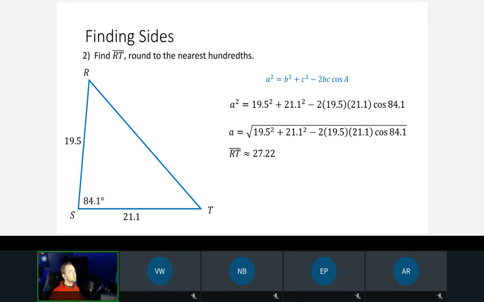My answer wasn't even close either. I got 37.9 when I used Chrome. 19.5 squared plus 21.1 squared minus 2 times 19.5 times 21.1 times cosine 84.1. Am I in degree mode? Oh, I'm not. I'm in radian mode. Let's fix that. All right, I got 27.22 that time. Yep, so I was able to get the answer.